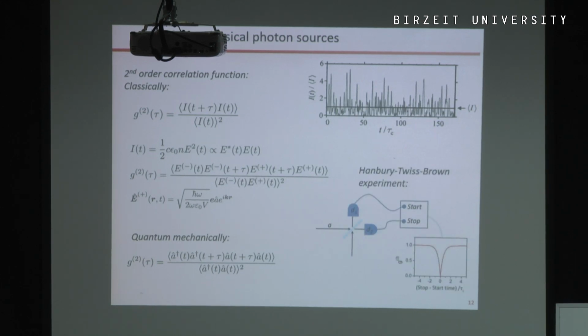And how do we measure? We use a beam splitter. So in order to measure it, we put a beam splitter. We put light that we want to test on one input. The other one contains vacuum. And we have two detectors.